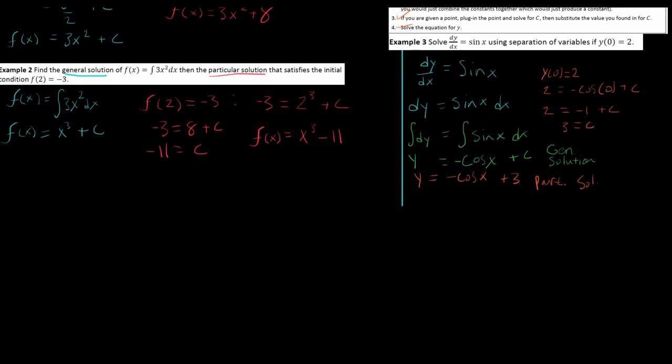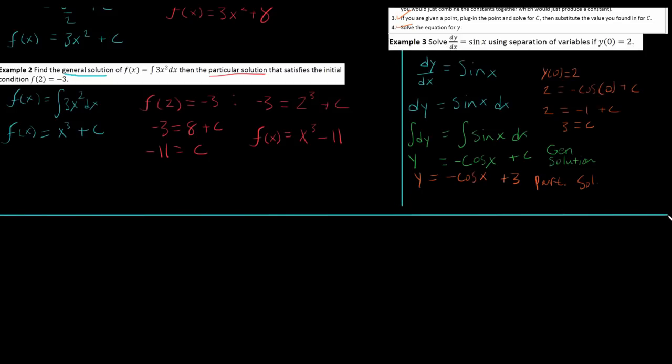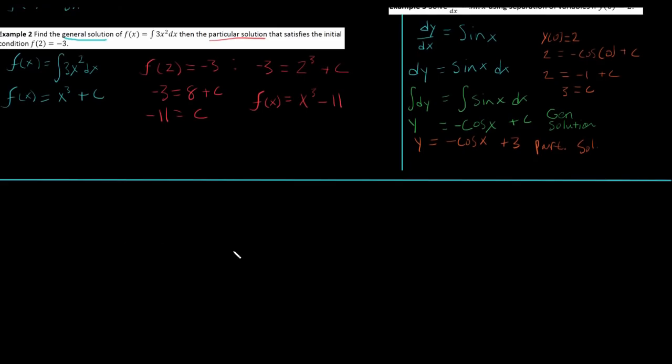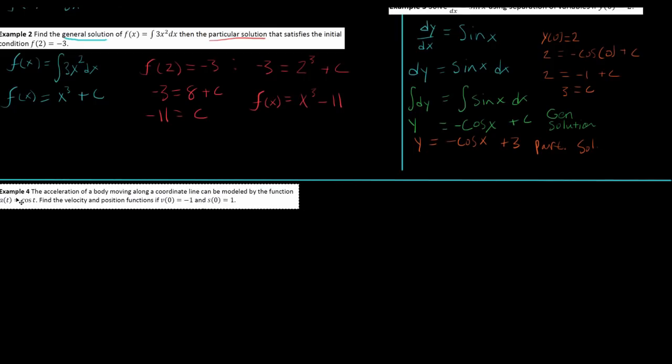So let's look at another example here, and we'll put another line across. And let's look at example 4. This is not written as a dy/dx, but it's still something that we can do. Should be pretty straightforward. So here we go. The acceleration of a body moving along a coordinate line can be modeled by the function a of t is equal to cosine of t.